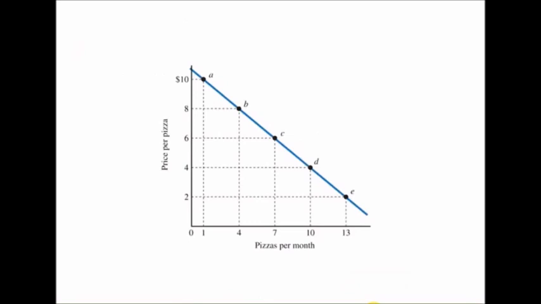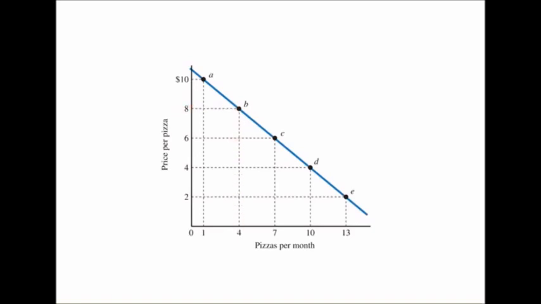Now how does this all play together when we look at an entire demand curve? Well, this is Al's demand curve. We want to know 3 things about a curve in general. What does the curve mean? What is its slope? And what makes it shift? So what does this curve mean? This curve is the demand curve. It tells us how many pizzas Al is willing to buy at any given price.